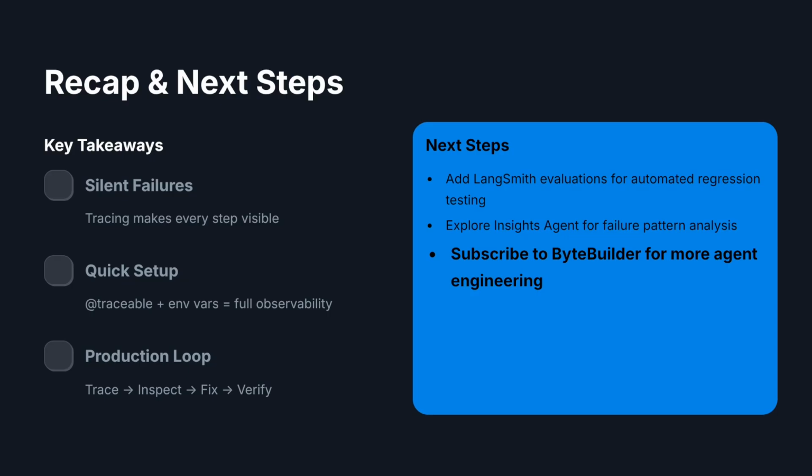From here, I would like to recommend exploring LangSmith's evaluation features so you can turn those failing traces into automated regression tests, and check out the Insights agent feature, which can automatically categorize failure patterns across all your production traces.